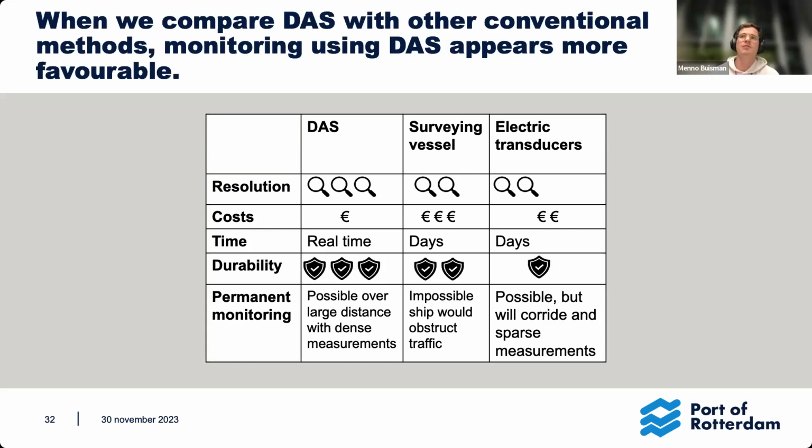Now, we can also compare them to electric transducers. These are then again often point sensors. Per sensor, they're often a bit more expensive. They can often monitor continuously, but these electrical components can corrode, especially with temperature differences in a saline environment. It is tricky, and you often need to change the battery, for example, and they give very sparse measurements.